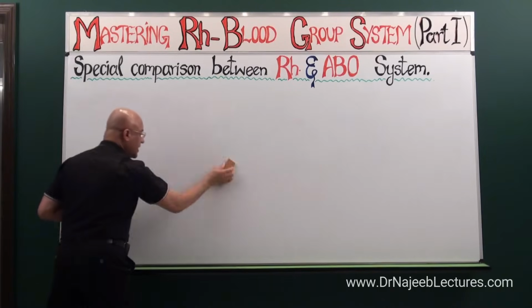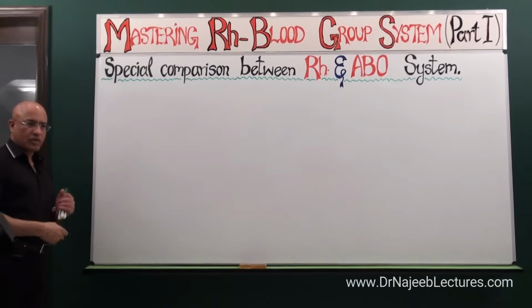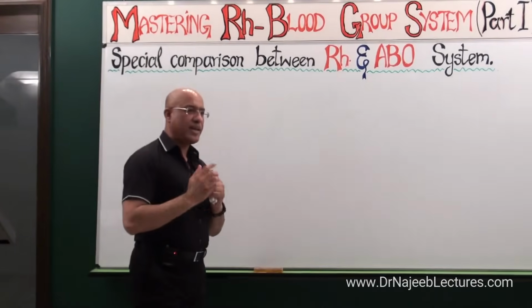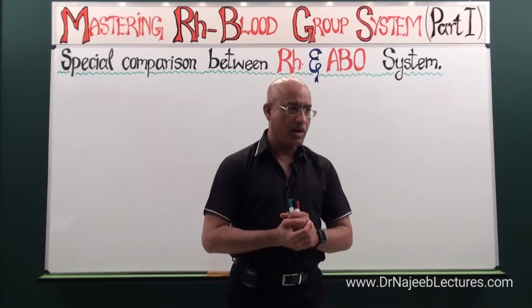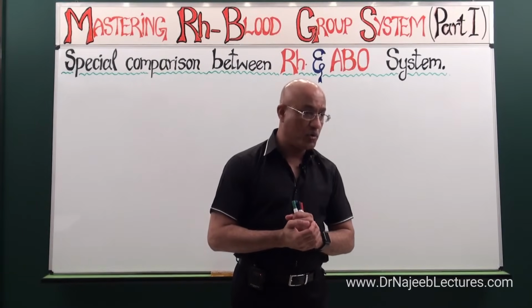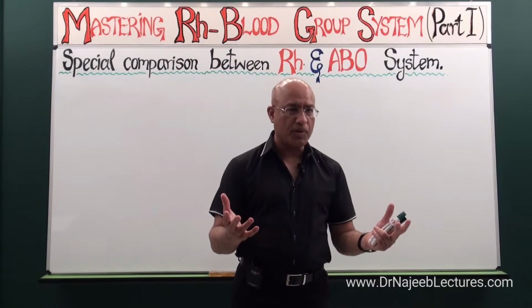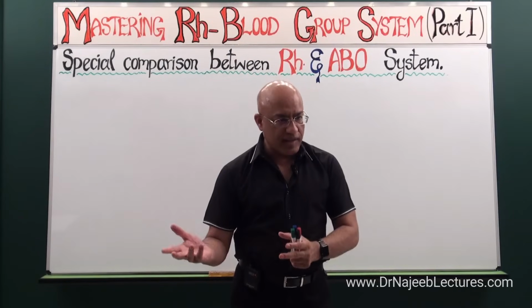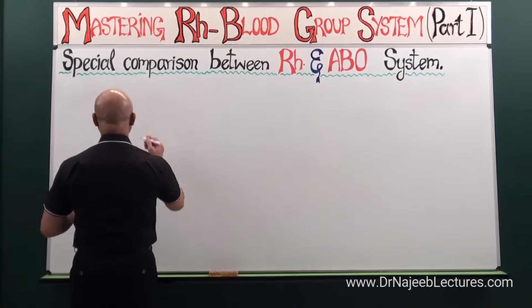So now we remember that the Rh system consists of not one antigen. It consists of a whole system of antigens. Up to now there are more than 50 Rh antigens, but some of them are more important and others are less important clinically. Right? So let's suppose here is an RBC.